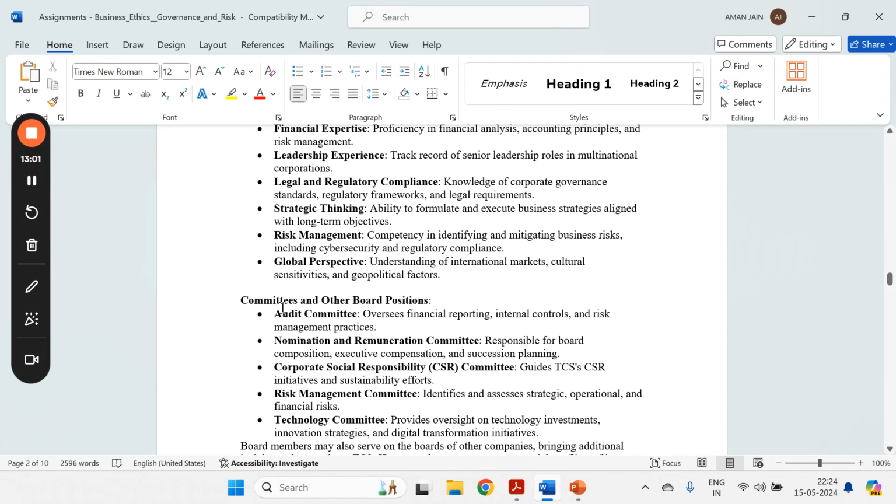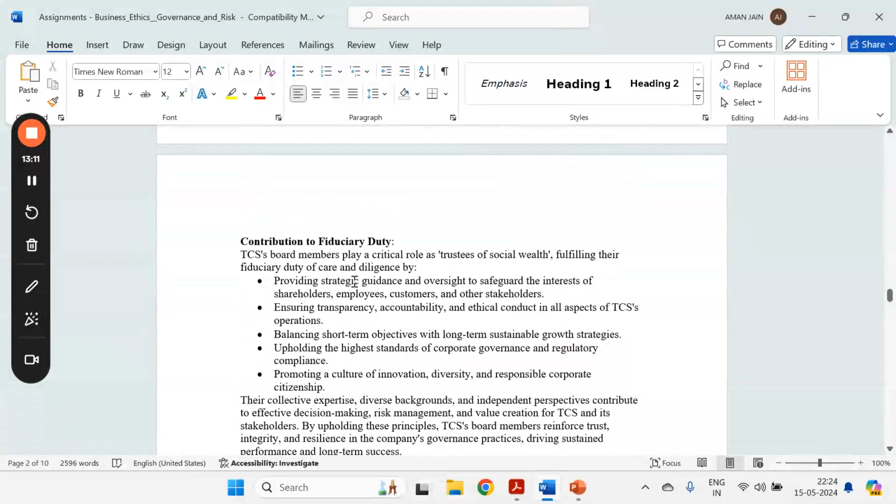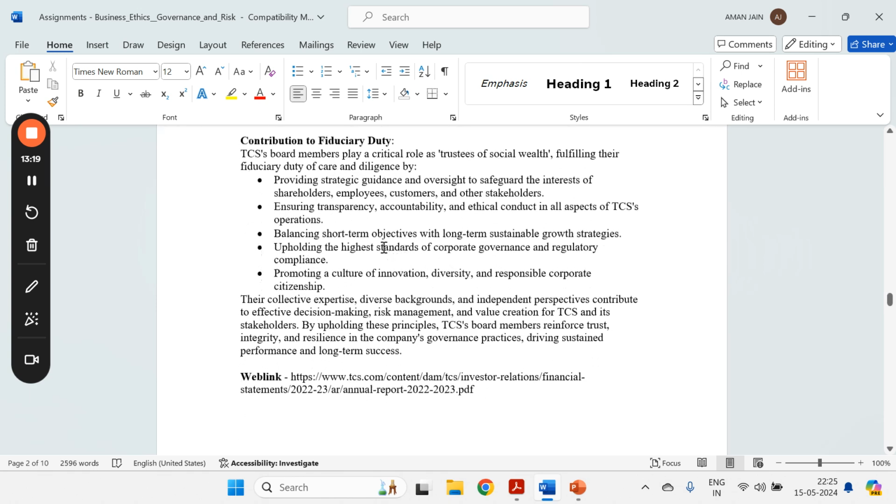Next is committees and other board positions. What are the other board positions? Like the audit committee, nomination and remuneration committee, CSR committee, risk management committee, technology committee. These are the other committees. Then, second last, the contribution to fiduciary duty, where we talk briefly about the role the board members play as trustees of social wealth.